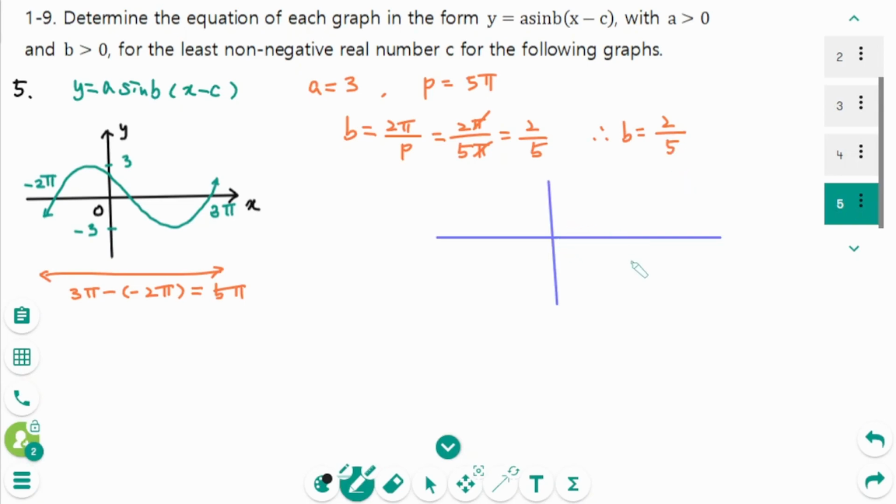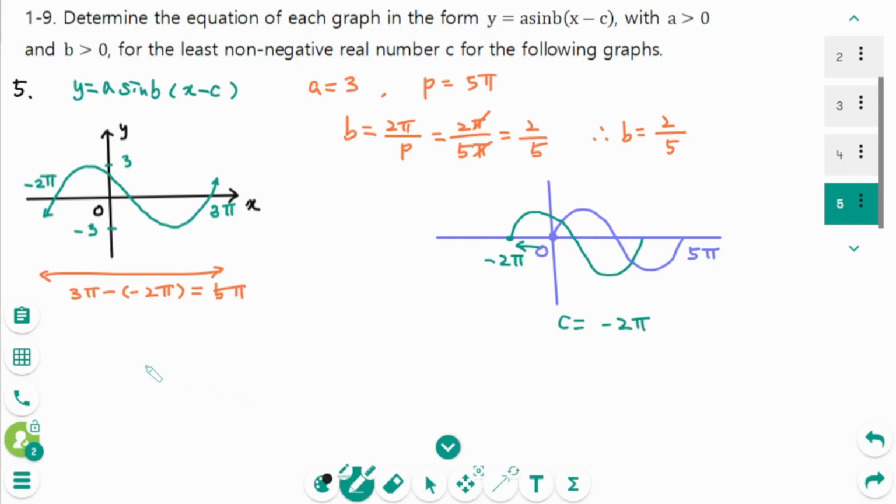Then think about the sine graph. The period is 5 pi. The starting point was 0. But now the starting point is minus 2 pi. So like this. That means the horizontal phase shift is 2 pi to the left. So c equals minus 2 pi.